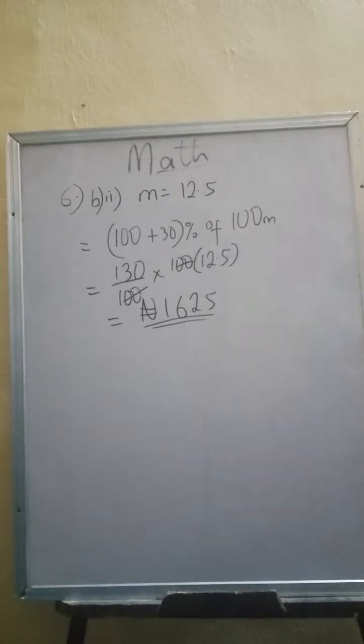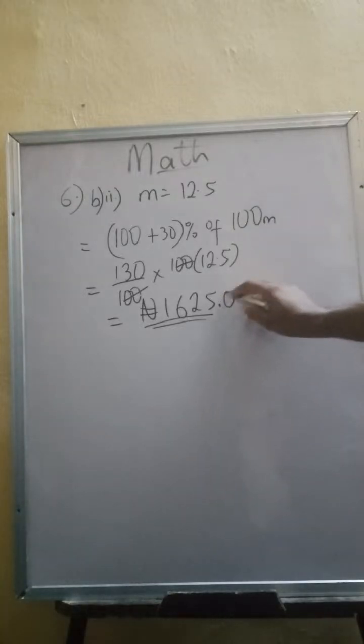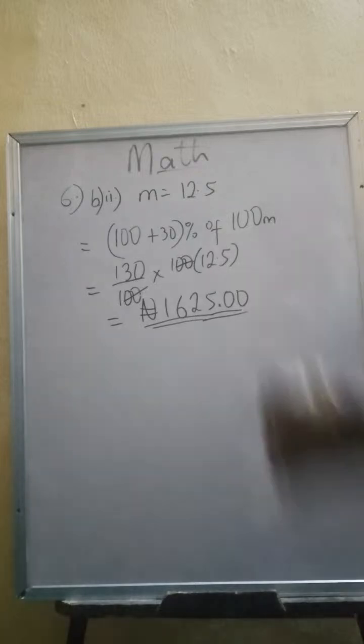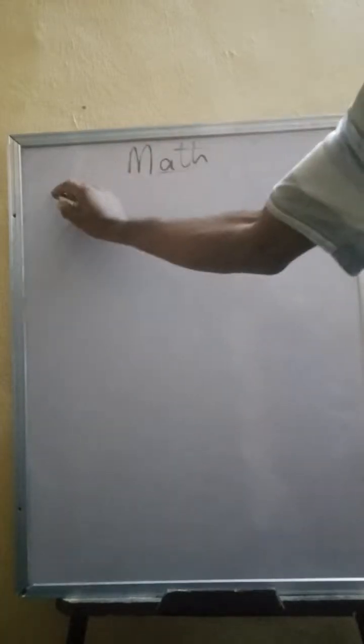1,625 naira. Now, since it's a currency, we would always want to put 0.00. That's to stand for the lower denomination. Okay, that is that for equation 6. I'm moving on to equation 7. So equation 7.